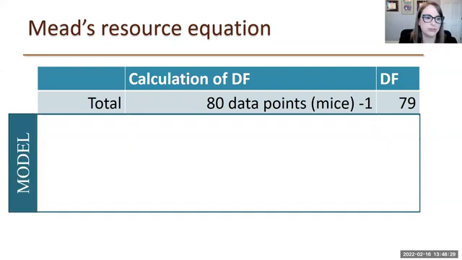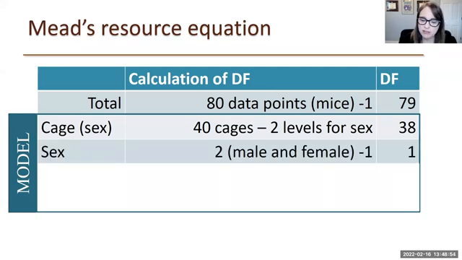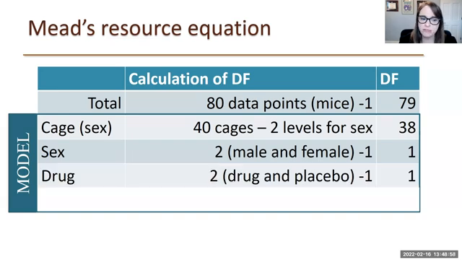Let's look at our model next and calculate that. To calculate our blocking factor of cage nested within sex, you take the number of cages, which was 40 in this experiment, and then you take 2 away for the number of levels of sex, which is the thing that's nested in there. So we have a total of 38 degrees of freedom. To calculate sex is very simple: we have 2 levels, we take 1 away, so 1 degree of freedom.